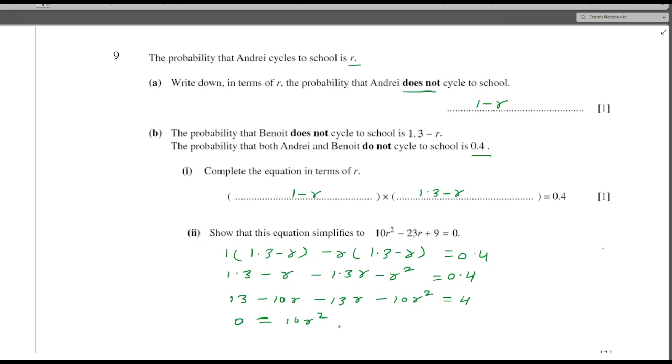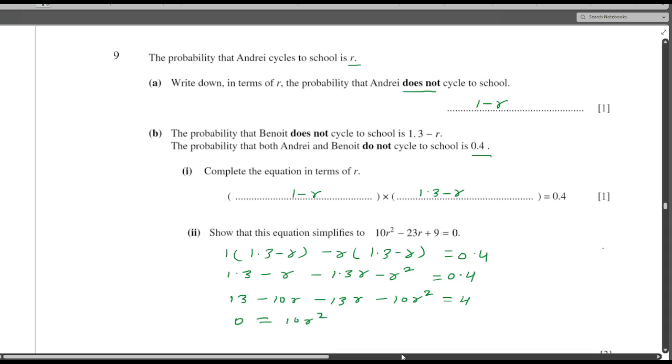Wait. It is given 10R square minus 23R plus 9 is equal to 0. Okay, something is wrong here. The probability that Android cycles to school is R. Write down in terms of R. The probability that Android does not cycle to school is 1 minus R. Fine. The probability that Benoit does not cycle to school is 1.3 minus R. And the probability that both Android and Benoit do not cycle to the school is 0.4. Okay, so far everything seems to be okay.